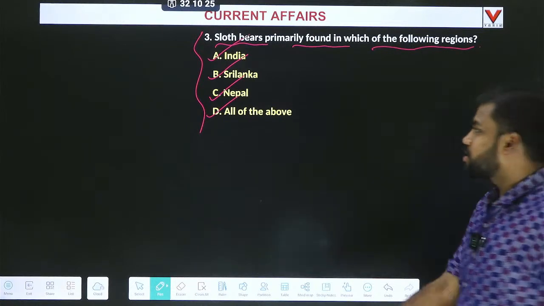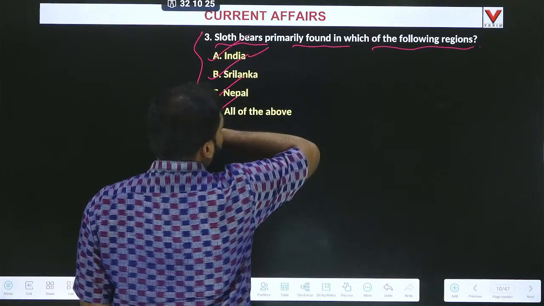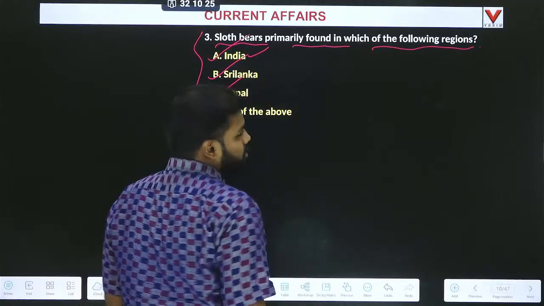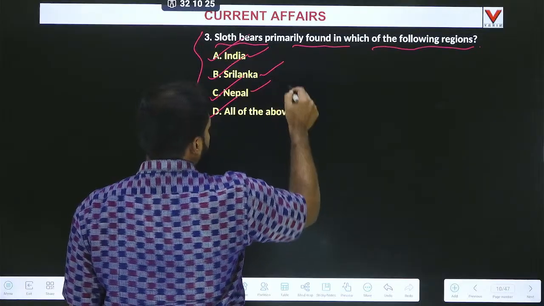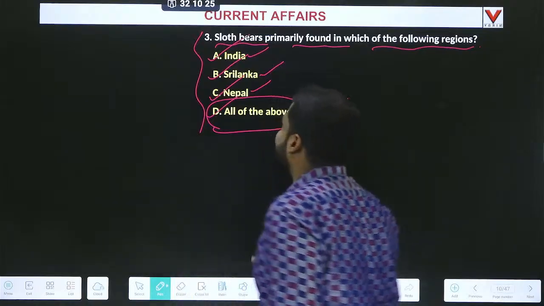Okay, shall we discuss? India is true. Sloth bears are found in India. You can find them in Nandankanan Zoological Park. Sri Lanka is yes, Nepal is yes. That's why all of the above is the right answer. See the details.